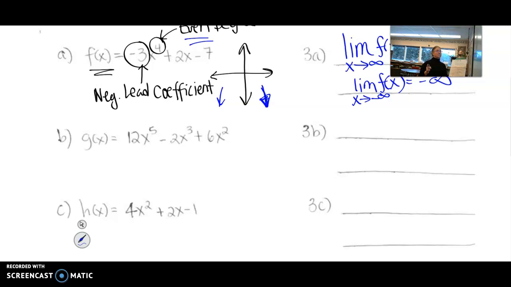So get this done and turned in. And notice that the name of the function changes. So instead of f of x, you would write g of x when you're writing that limit notation. And then bring your questions to class and submit the assignment if you don't have any questions.